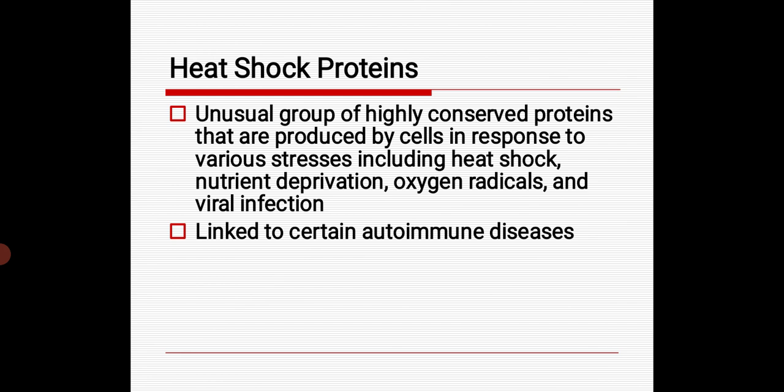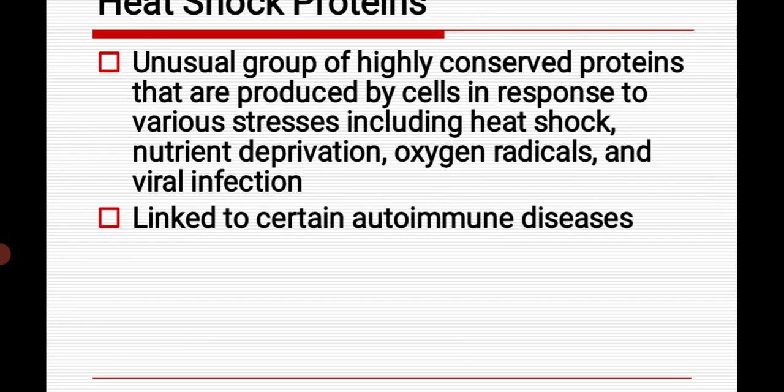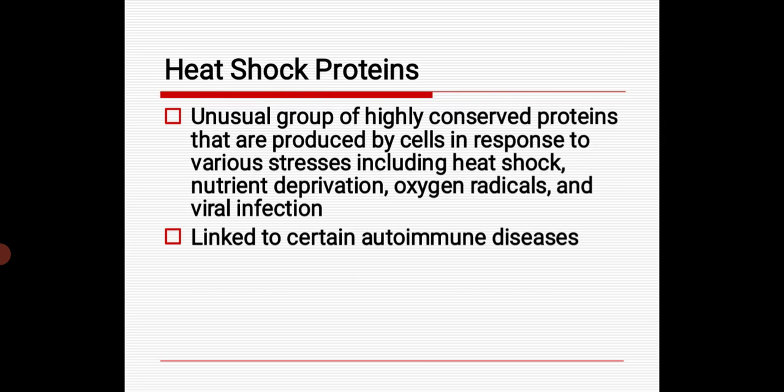The heat shock proteins are highly conserved proteins that are produced by a cell in response to stress, at time of nutrient deprivation, oxygen radicals, and at time of viral infection. And these are linked to autoimmune diseases.